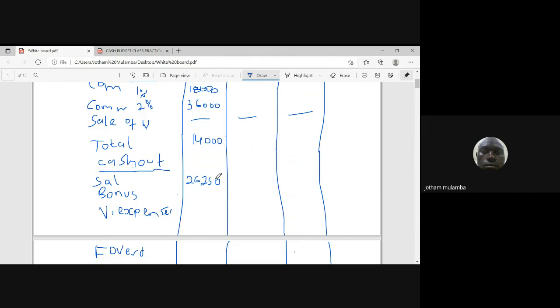Then we go to bonus. Were they entitled to get a bonus in January? No. So we put a dash. Variable expenses. How much do we pay as variable expenses?